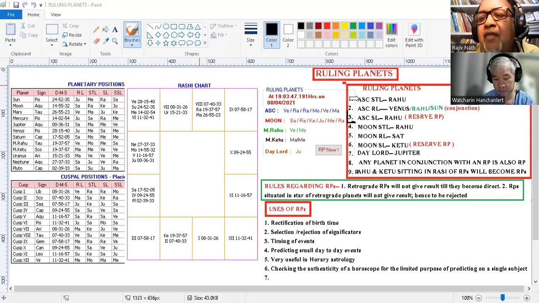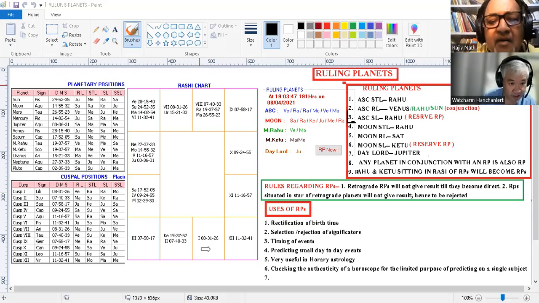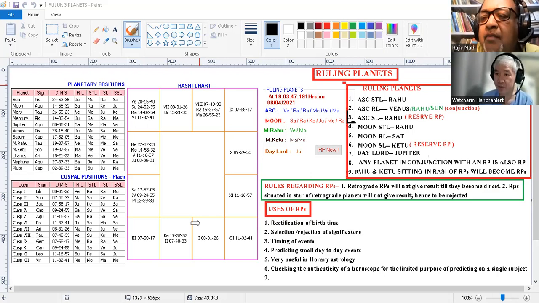For any given chart, for any given time, the strongest ruling planet will be the ascendant star lord. Then second comes ascendant Rashi lord, that is the ascendant house lord. Which sign is the ascendant? The ascendant is Libra. So who is the Rashi lord of Libra? Venus. So number two will be the ascendant Rashi lord.